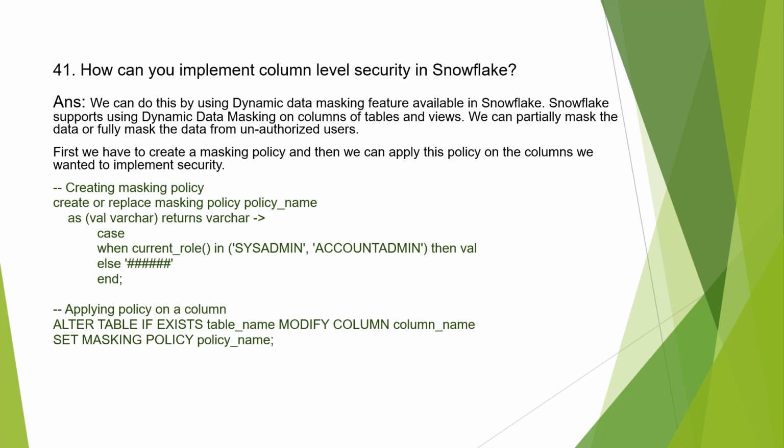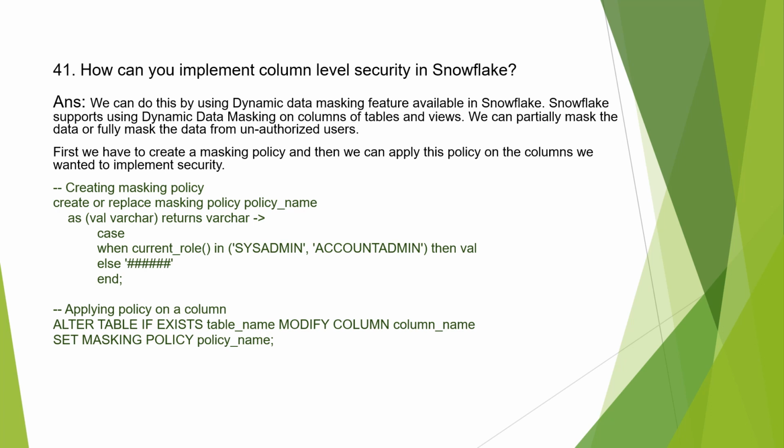And whenever you do this, the data will not be stored in this format. Suppose in this example I am just masking the data, but the data will not be stored like these characters in the tables. In the permanent storage layer, the data will be stored as it is. But whenever the user is fetching the data from the table, if he is not authorized, the data will be displayed like this. That means whenever the query is running, this policy will be applied dynamically and it will display the masked data. That's why we call this dynamic data masking.